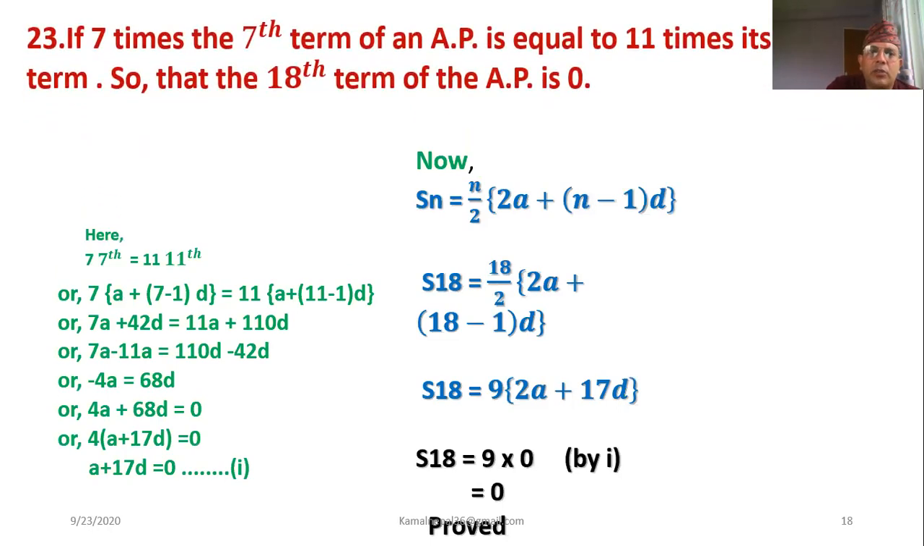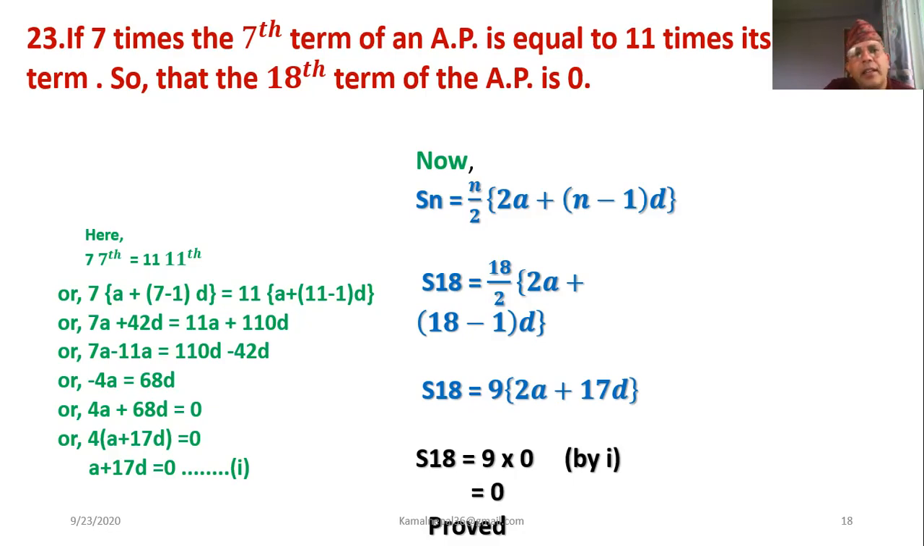Now question number 23. If 7 times the 7th term of an AP is equal to 11 times the 11th term, your question is 7 into T7 is equal to 11 into T11. So in the place of T7, you can write A plus (7 minus 1)D, it is 6D. And 11 times A plus (11 minus 1), it is 10D. Then you can multiply by 7 and 11 on their respective sides. Then you will get A plus 17D is equal to 0. It is equation number 1.